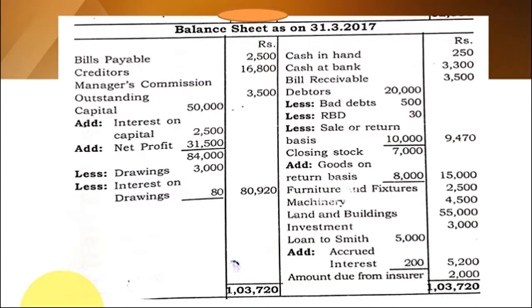Now let us prepare the balance sheet. One by one we can prepare. Bills payable 2,500, creditors 16,800, manager's commission outstanding, that is 3,500. So how did we get the manager's commission? How did we calculate?